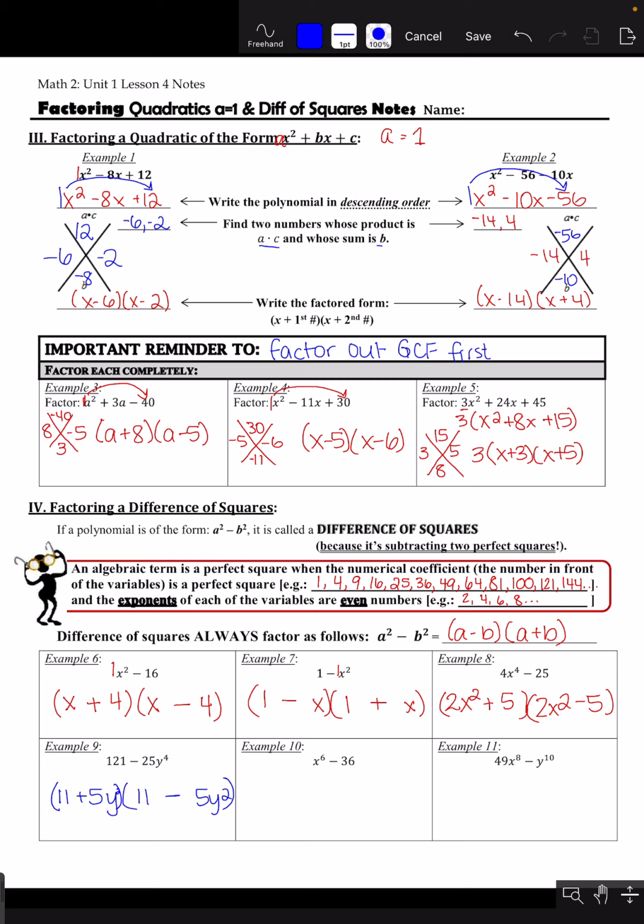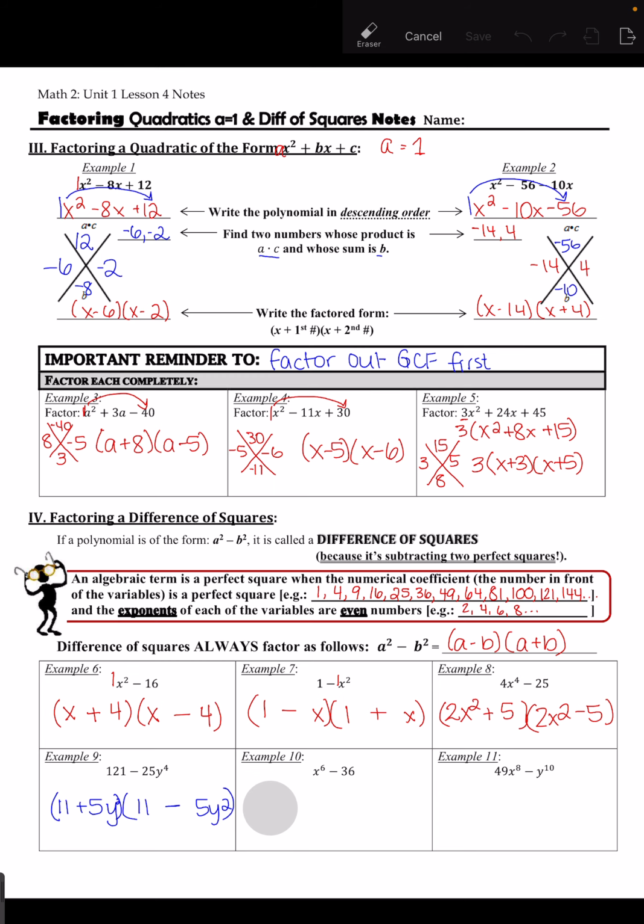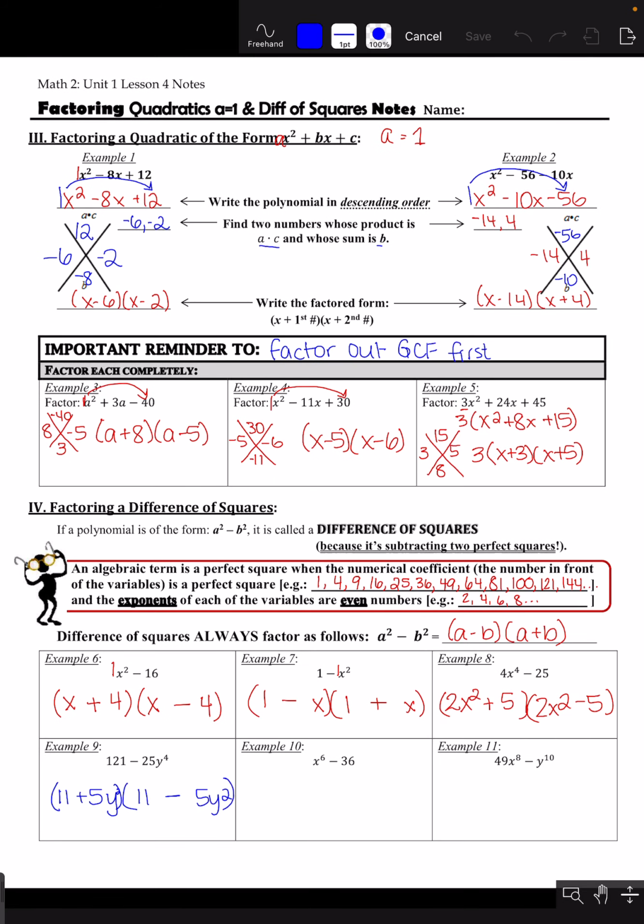Example 10, x to the 6th minus 36. So we've got 2 terms, subtraction, even exponents, perfect square coefficients, I'm sorry. And so we'll go ahead and split that x to the 6th in half. So we'll have x to the 3rd starting them both. One will be a plus 6, one will be a minus 6.